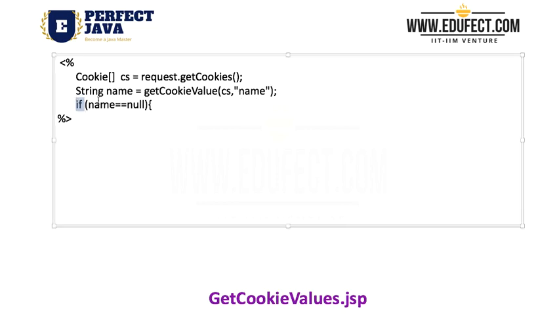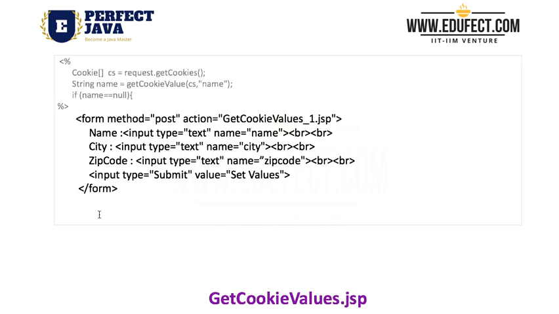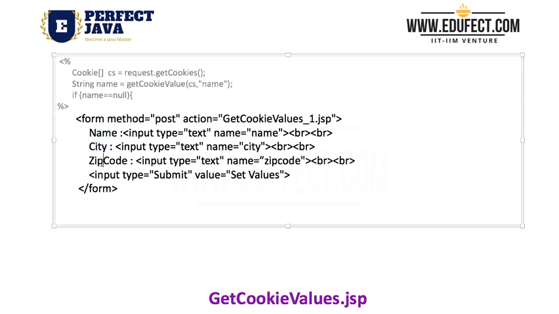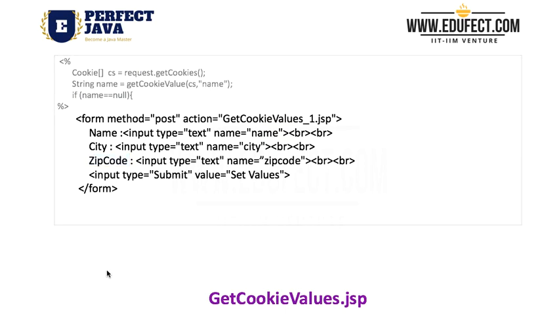The field name here will now contain the value that we had set there. And if name is equal to null, which means this cookie was not found, that is how we're checking for it, then what should we do? We are putting a form to get the values from the user. We're taking three values from the user: name, city and zip code, and we will get these values.